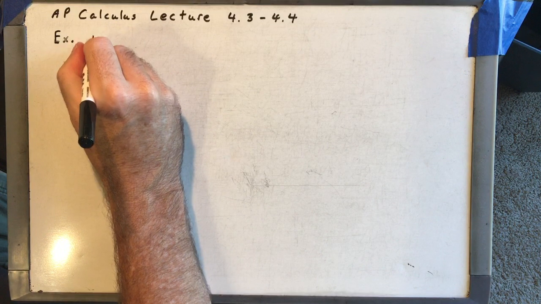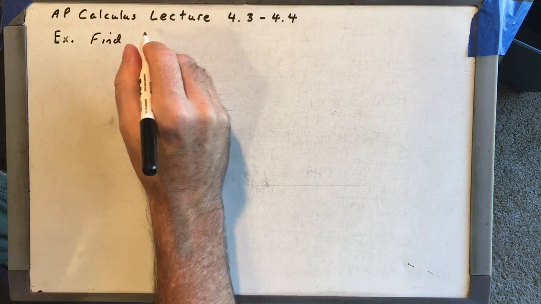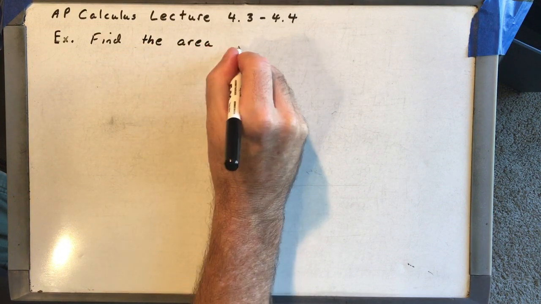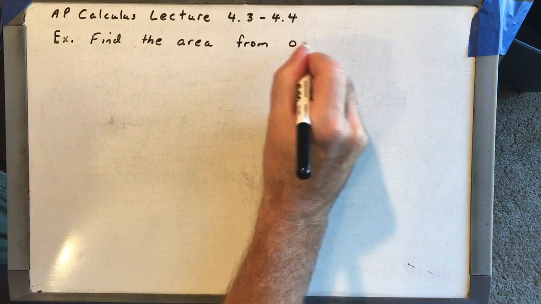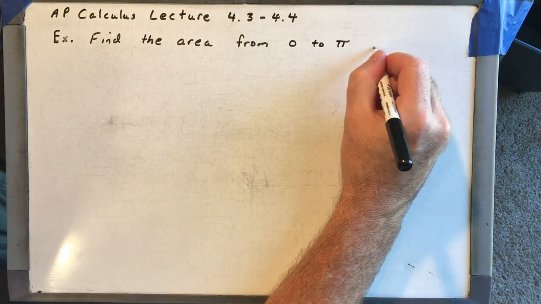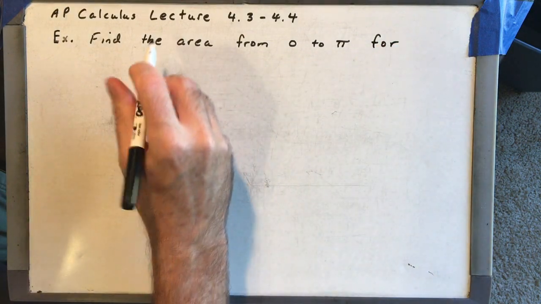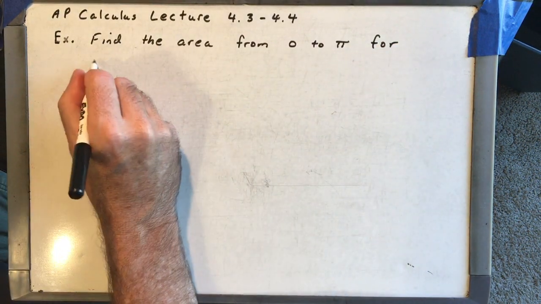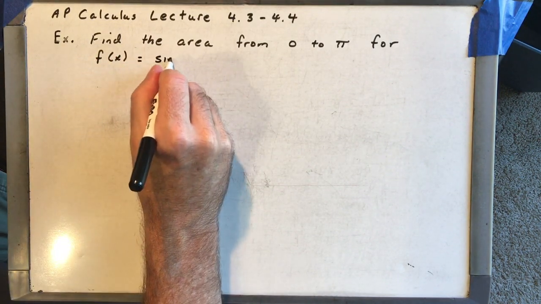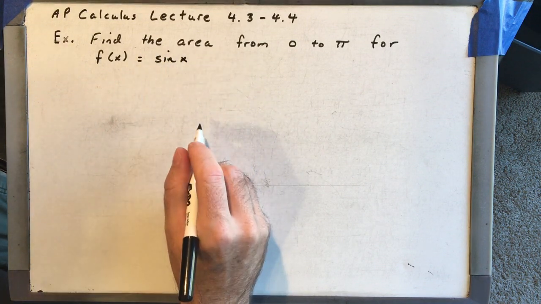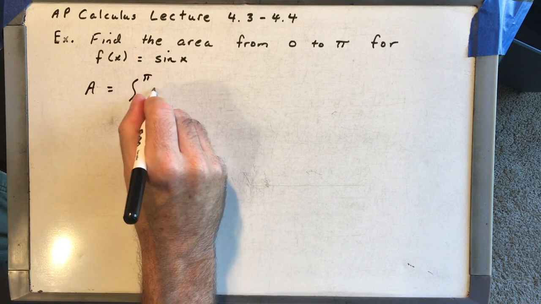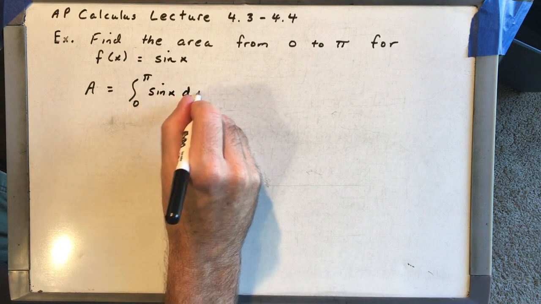All right, next one, find. It's always find the area from 0 to pi. Oh, you know what's coming. Trig. And this is the area under the curve, okay? For f of x is equal to sine x. All right, so from 0 to pi. So our area is the integral from 0 to pi of sine x dx.